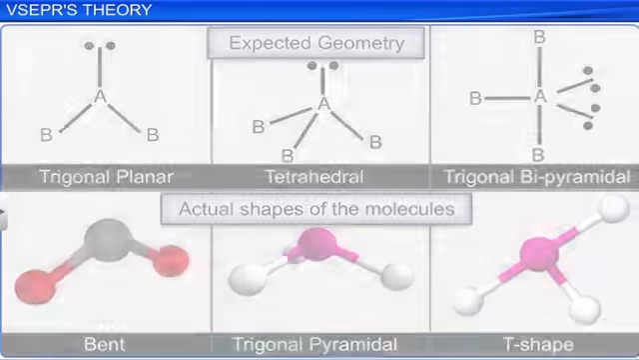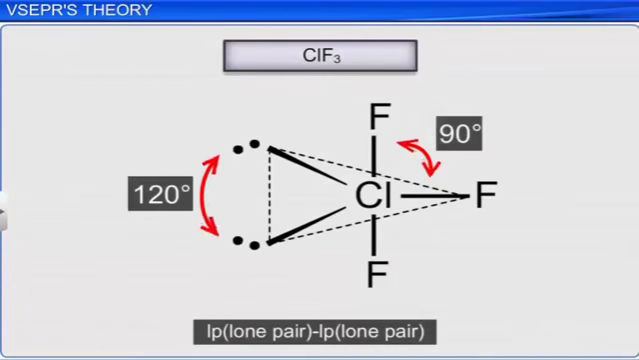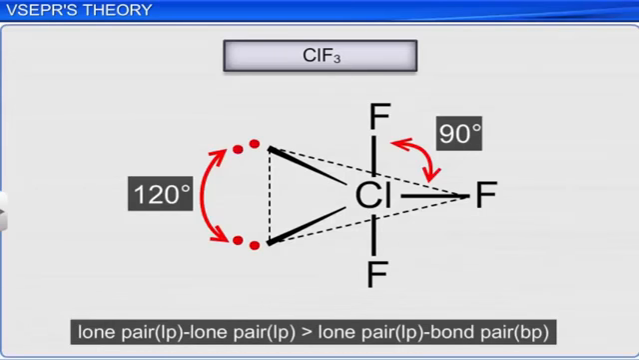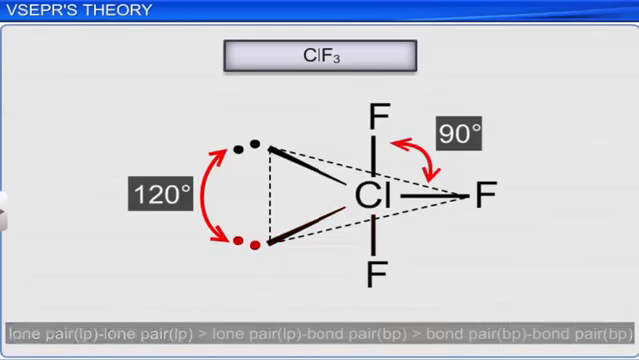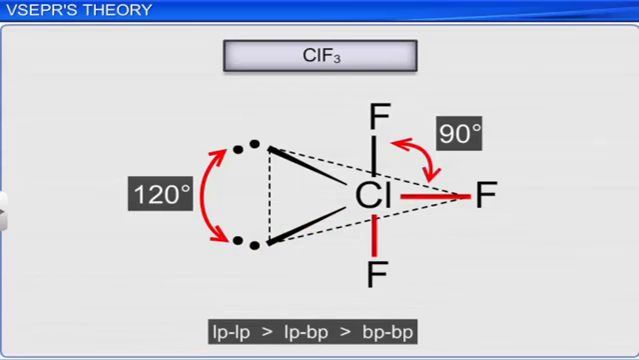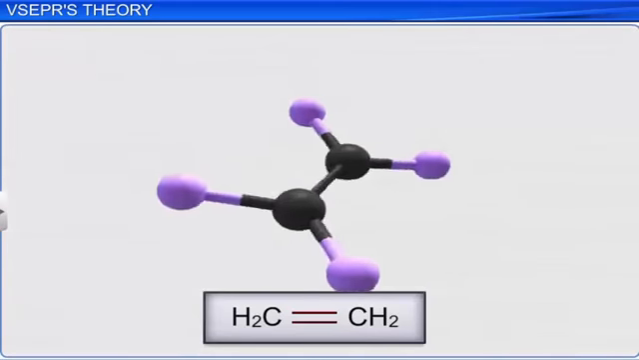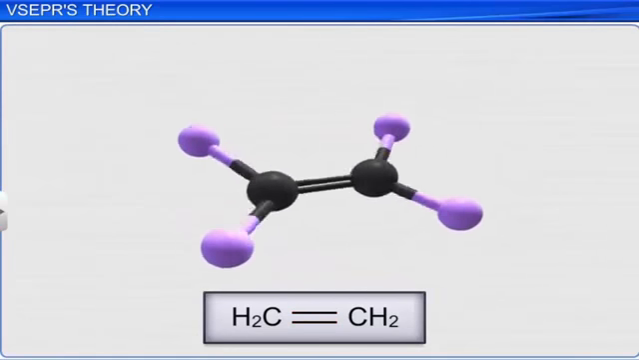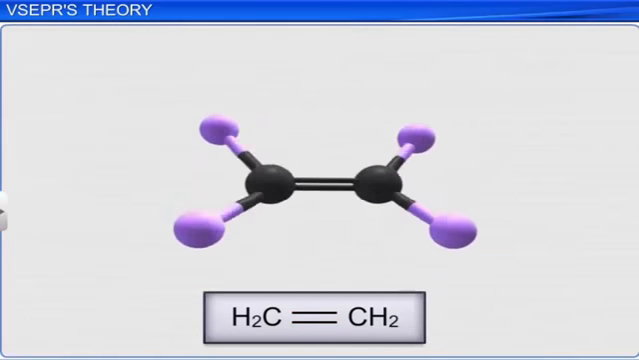In a molecule, the repulsion between lone pairs of electrons is always maximum. Thus, we can say that the repulsion between two lone pairs of electrons is more than that of a lone pair and a bond pair, which is greater than that of two bonded pairs. Assume a multiple bond to be a single electron pair. Therefore, the presence of multiple bonds will not affect the shape of a molecule.